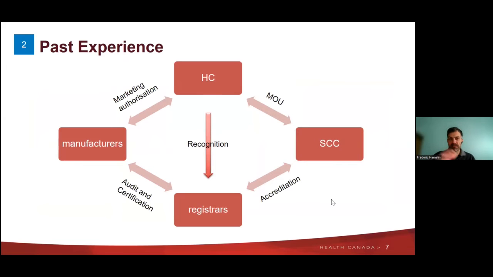So to give you a bit of an idea, it's a complex relationship with four parties involved, but essentially Health Canada and the Standards Council of Canada had a memorandum of understanding, an MOU, that we would work together on this program. And as part of this program, the SCC would accredit the registrars to audit to ISO 13485, and specifically for our CMDCAS program. We would then, through this accreditation program and our participation as technical experts, recognize those registrars, which could then audit and certify manufacturers, who then had the appropriate documentation, in this case a certificate, to present to us to obtain their marketing authorization. So it created, as I said, a relationship with four different parties to try to manage the whole thing.